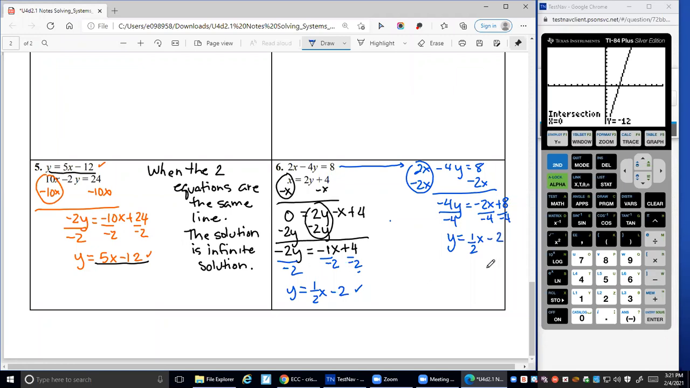Oh, that's not the way I had planned it. What I wanted to show you was if you have parallel lines. Now, these happen to be the same lines. So you know what we're going to do? I'm going to use this one as my second one, okay? Plus 2 and minus 2, okay, guys?